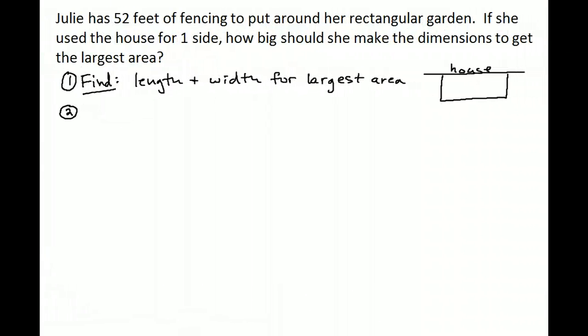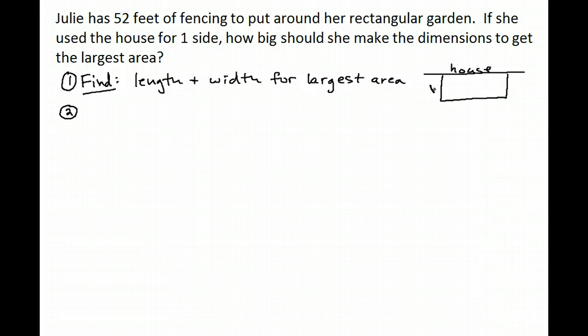Okay, here's our next problem. Julie has 52 feet of fencing to put around her rectangular garden. If she used the house for one side, how big should she make the dimensions to get the largest area? So we're trying to find the length and width for largest area. And I've got a picture drawn here with the house on one side.